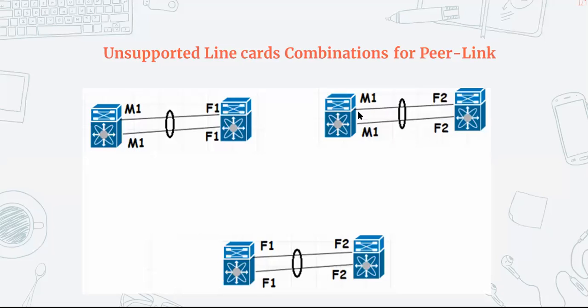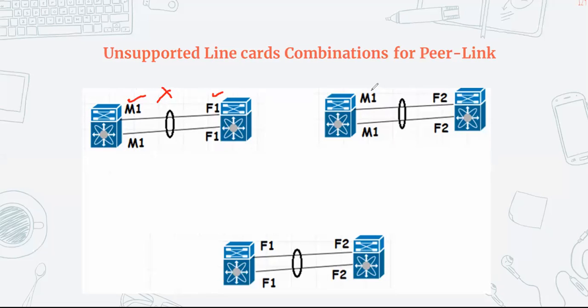There are some unsupported line card combinations for the VPC peer link. Now you can see here that we cannot mix and match the line cards. So you can see the first example here. On one side we are using the M1 module or M1 line cards. On the other side we are using the F1 line card. So this is not supported.